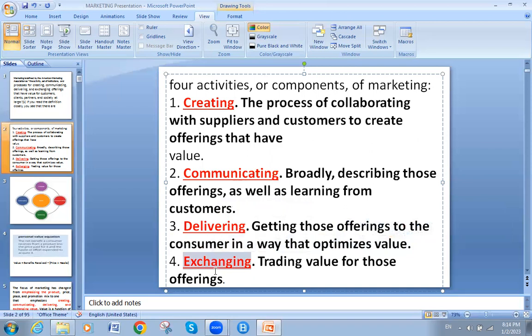Exchanging, because marketing is an activity of exchange between goods and services and money: you pay money and you get the goods or the services. Also, we don't buy goods and services for their own sake. We buy them to satisfy one of our major needs. These are the reasons why we buy goods and services.